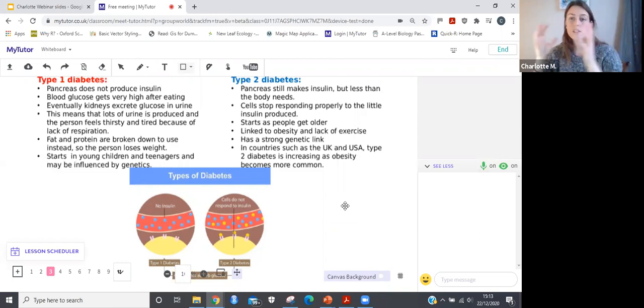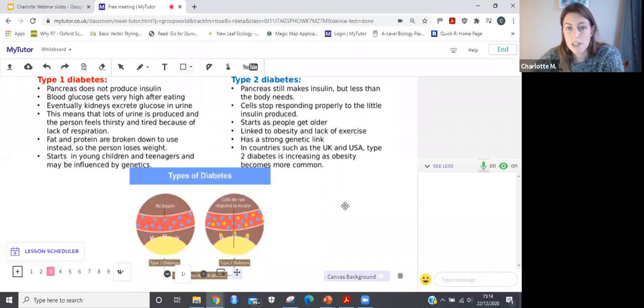By contrast, type 2 diabetes is slightly different. Type 2 diabetes is when the pancreas still makes insulin, but not very much of it. So it's less than the body needs. And so eventually the cells stop responding properly to the little insulin that's produced. So you've got so little there that eventually the cell goes, hey, I just don't get it. I don't understand what this is. I've hardly ever seen it before. I don't know what to do with it. And so again, you don't have that key. So there's no way of getting the glucose out of the blood and into the cells.